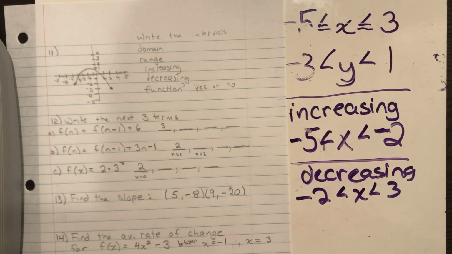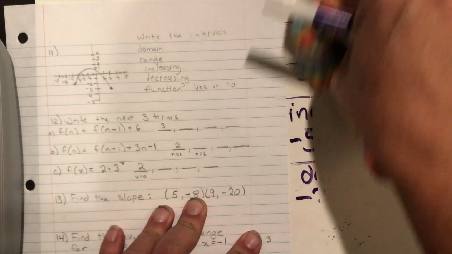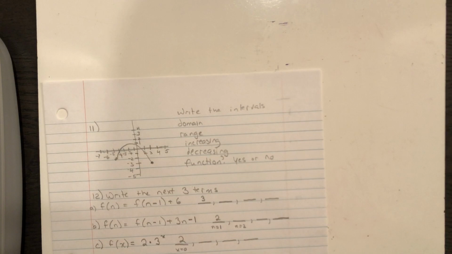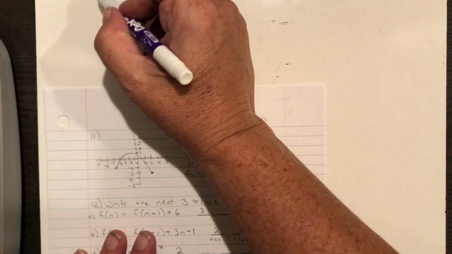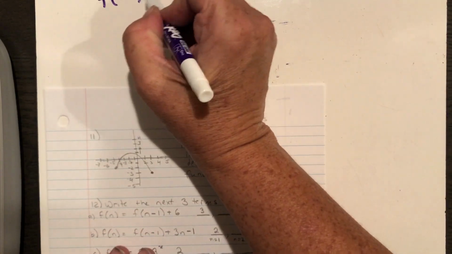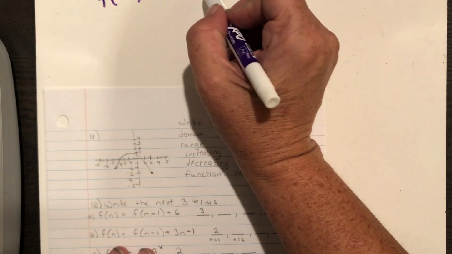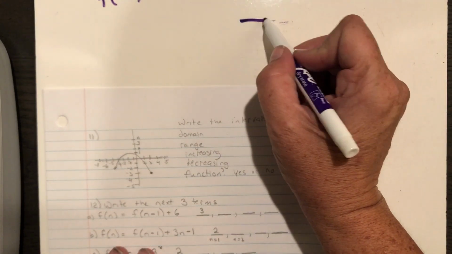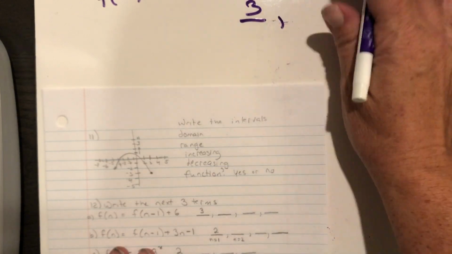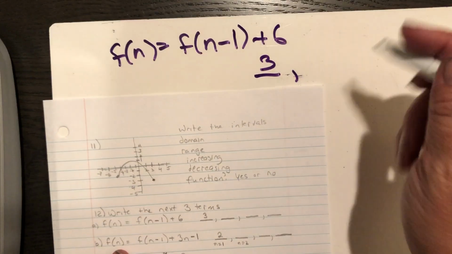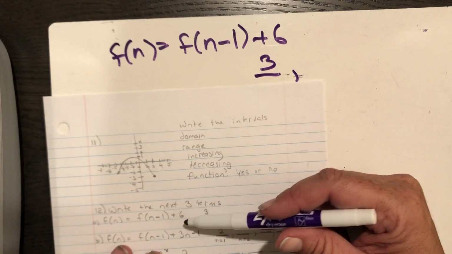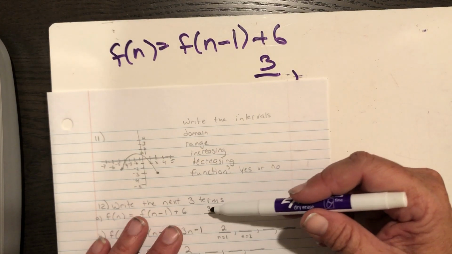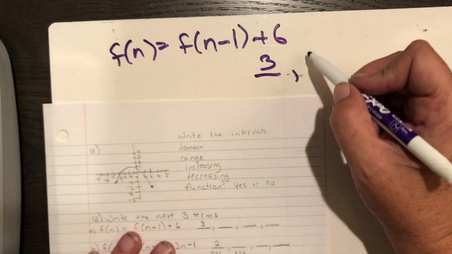So the next part wants us to write the next 3 terms using the equation that was given. On 12a, we had f of n equals f of n minus 1 plus 6. And then they gave you the first term, 3. Well, hopefully what you recognize is that the equation that was given is a linear. This is just a linear recursive, and it means take what you already have and keep adding 6.